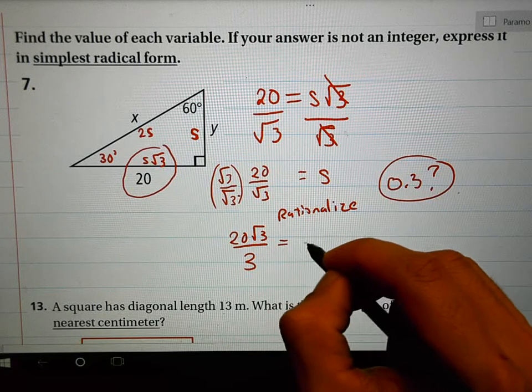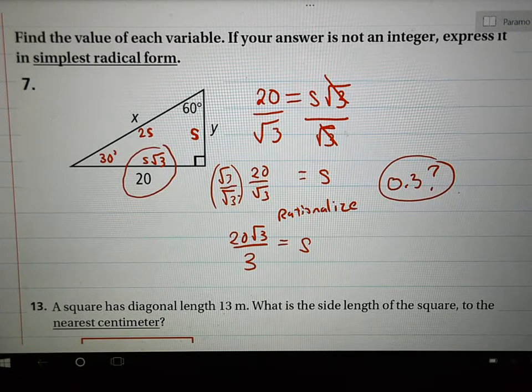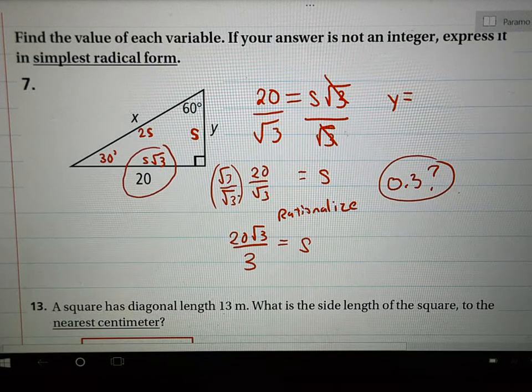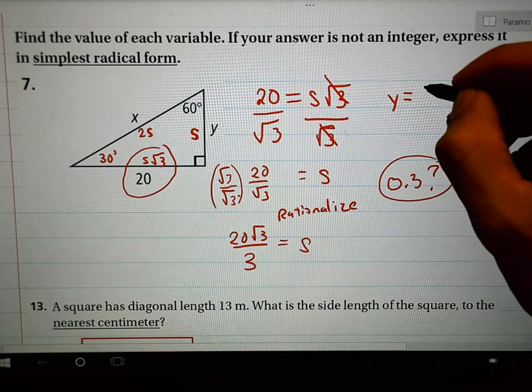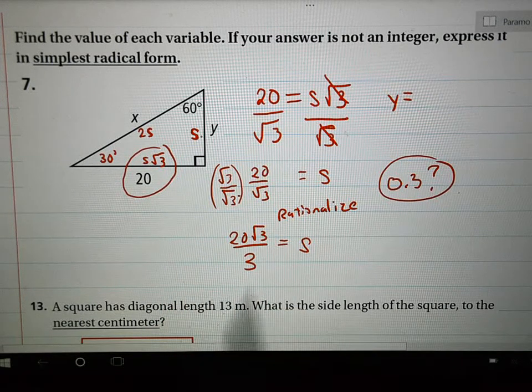equals s. Like I said, the hardest part of this is rationalizing. And then once we get that, now guess what? We know what y is equal to. Y is equal to what value? If you know what this value is, tell the person you're sitting next to. What is y equal to?